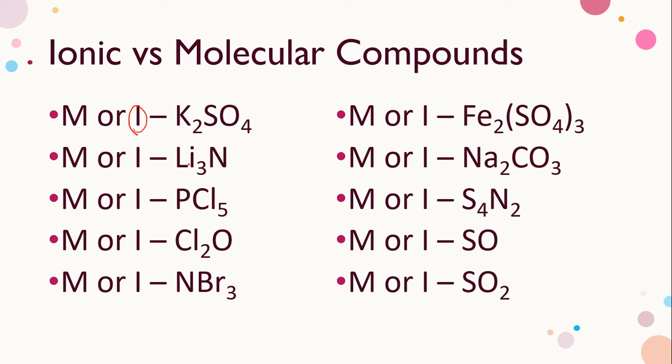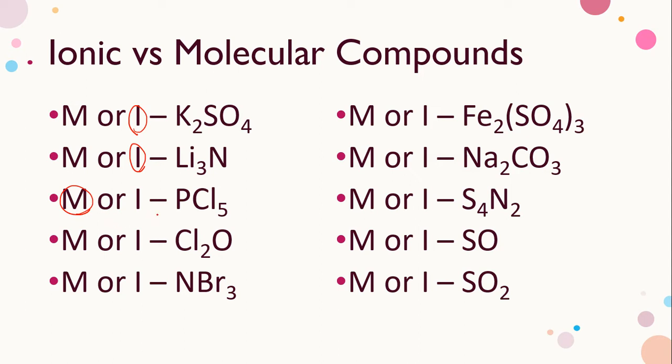Looking over here, lithium. Lithium is on the left side of that table, so it is a metal, so it's ionic. But if I look at phosphorus, phosphorus is to the right of the metalloids, so that is going to be considered a nonmetal. Chlorine is also considered a nonmetal, so this is molecular. So I want you to pause the video and see how much more of these that you guys can do, and then unpause it and see if you got them right.